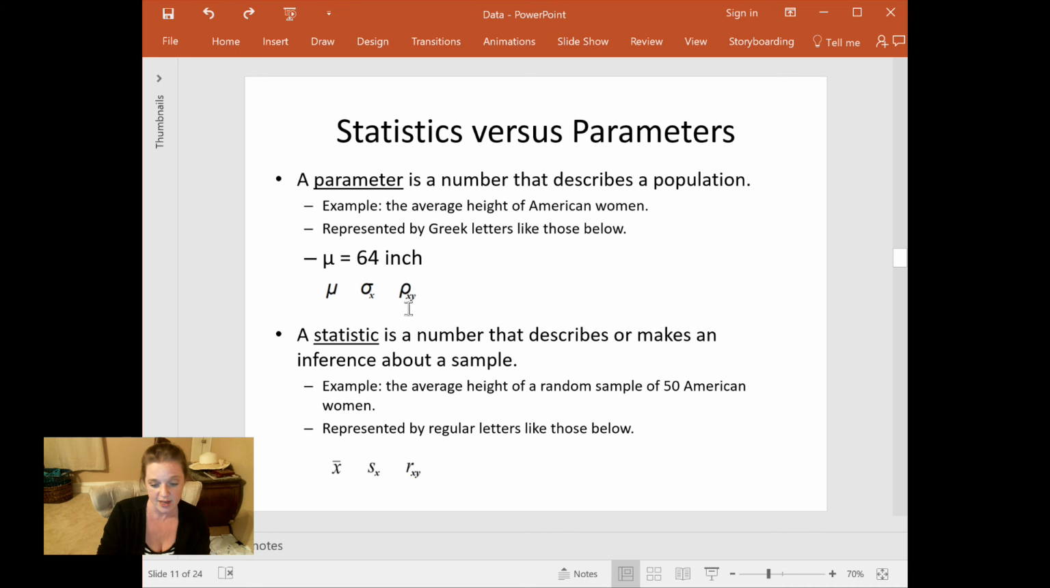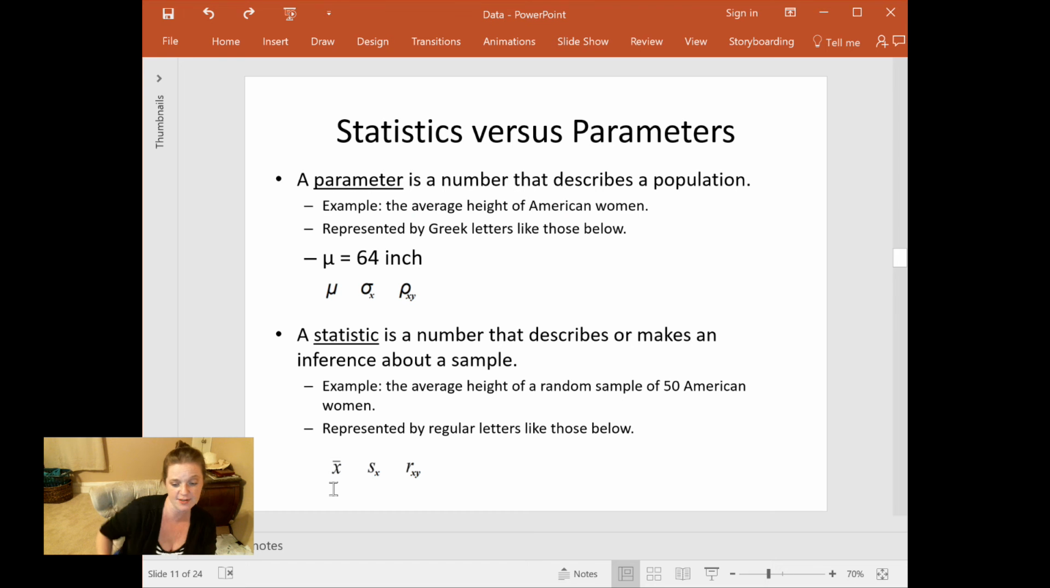This one here is the Greek letter rho. It's not a P, it's the Greek letter rho. And it's the correlation for a population for two different variables. You smush those two variables together and you can get a correlation. And so Greek letters, without exception, population parameters are represented with Greek letters, with funky looking letters.